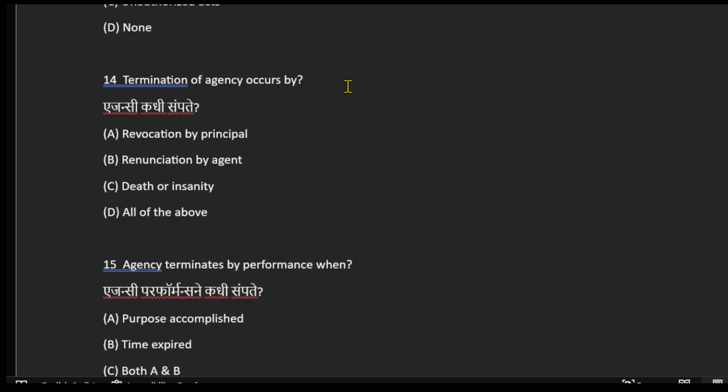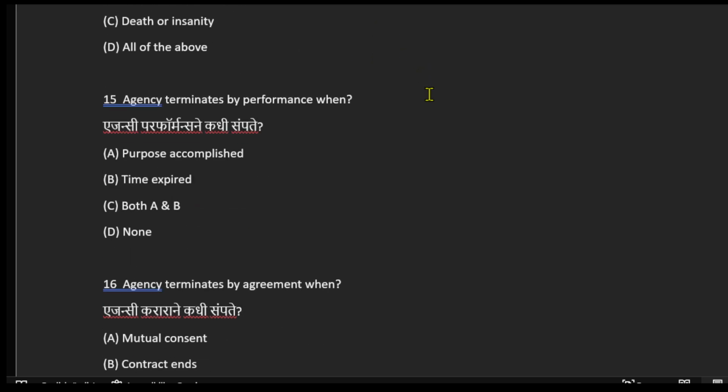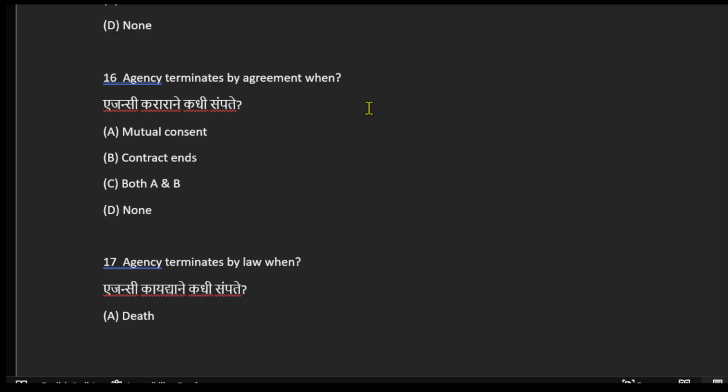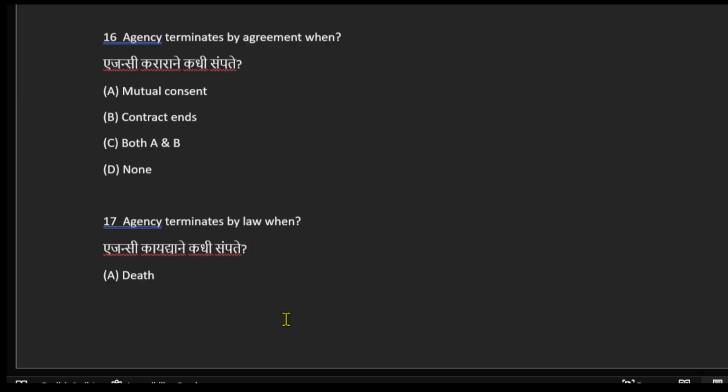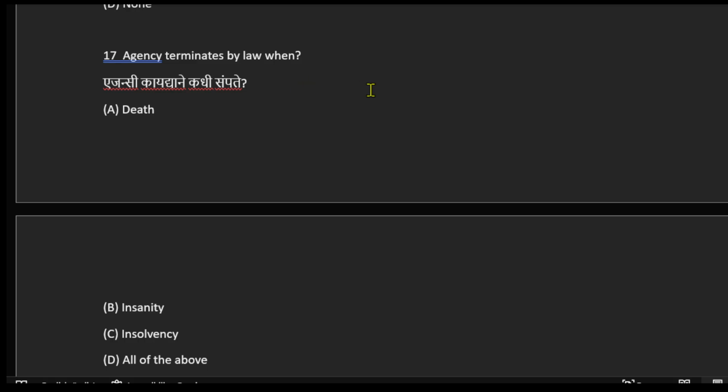15. Termination of agency occurs by revocation by principal. 16. Agency terminates by performance when purpose accomplished. 17. Agency terminates by agreement when mutual consent. 18. Agency terminates by law when insanity.